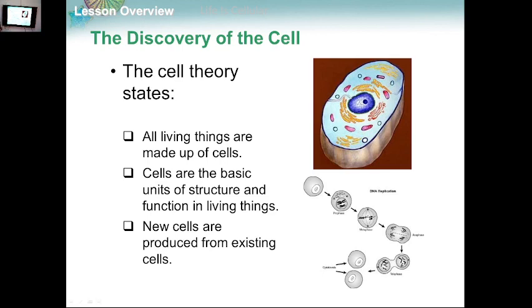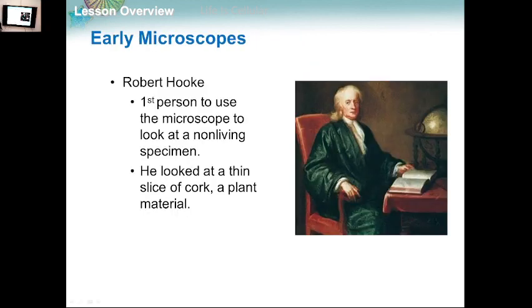We need to study the discovery of the cell. So, we need to start with the cell theory. All of you need to memorize all three parts of the cell theory. First, all living things are made up of cells. Second, cells are the basic units of structure and function in living things. And the last one, new cells are produced from existing cells.